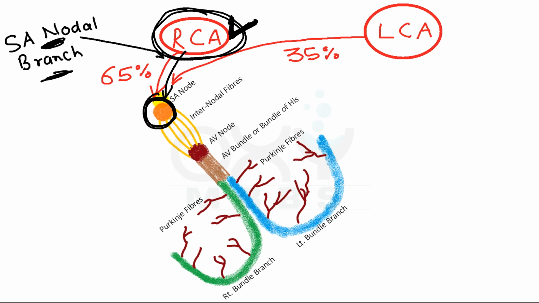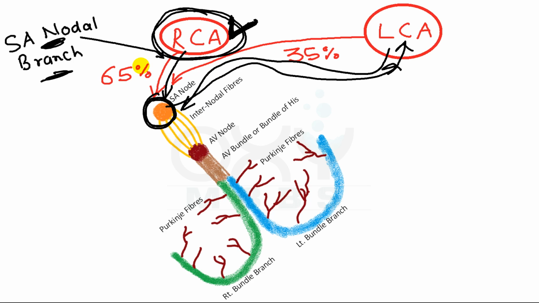While this SA node is present very far away from the left side of the heart and also from the left coronary artery, that is why if the branch comes from the left coronary artery, then it has to travel a very long distance. And friends, as you all know, simple or very easy things are most often done. In a similar way, this long distance is not traveled by most of the people. That is why the SA nodal branch comes in most of the cases from the right coronary artery.